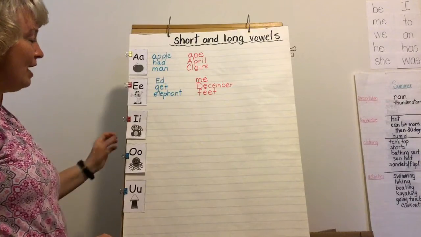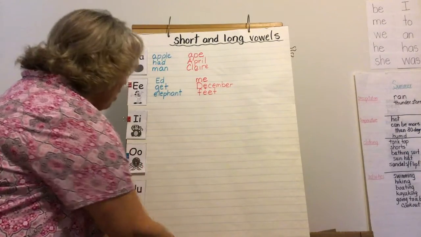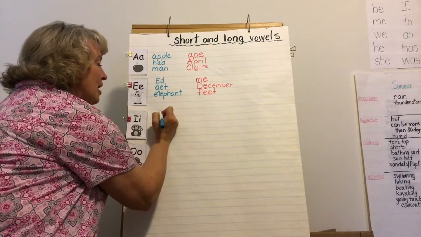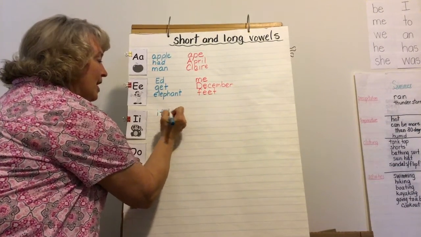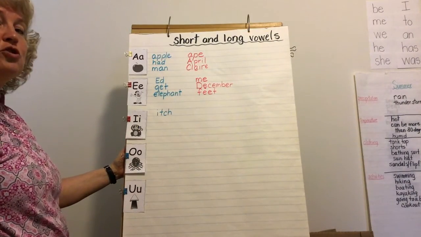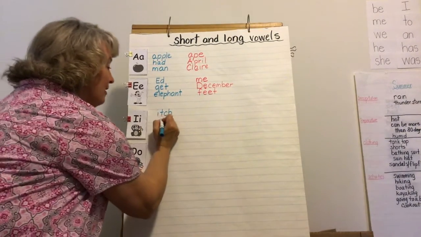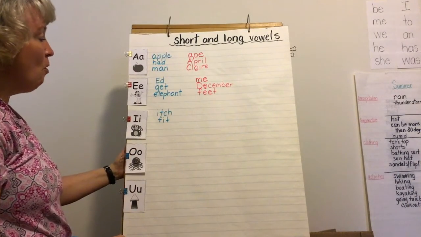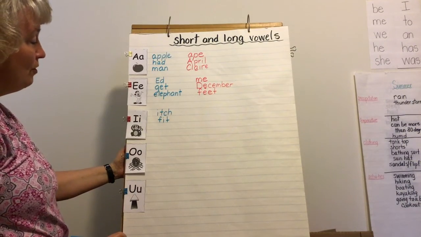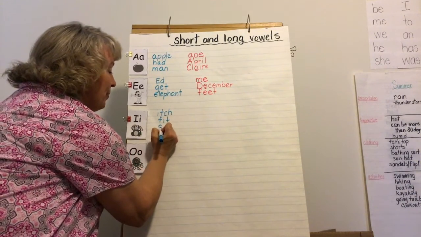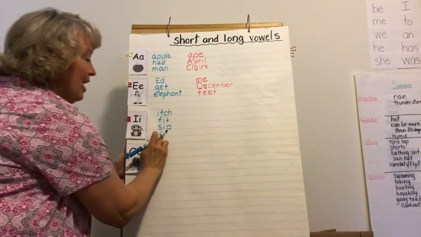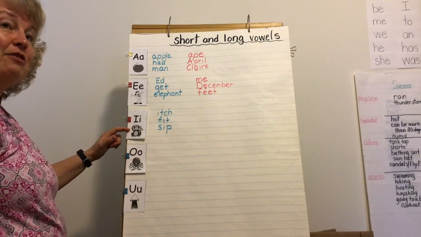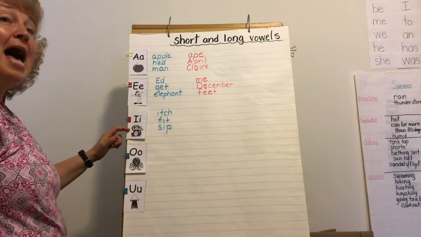All right, so let's move on to I. So I, itch. So I want to use my word itch right here. Itch. I could also use the word fit. Or I could use the word sip. We still hear that I right in the middle. So I, itch, and the long sound would say I.